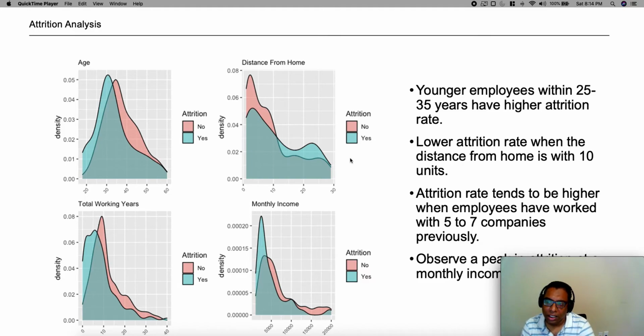So coming to attrition analysis, here is the chart which tells that younger employees between 25 and 35 years have a high attrition rate. This chart tells that attrition rate is lower when distance from home is within 10 units, and the attrition rate tends to be higher when the employees have worked at 5 to 7 companies previously. And we also observe a peak in attrition when the monthly income is around 2,500.